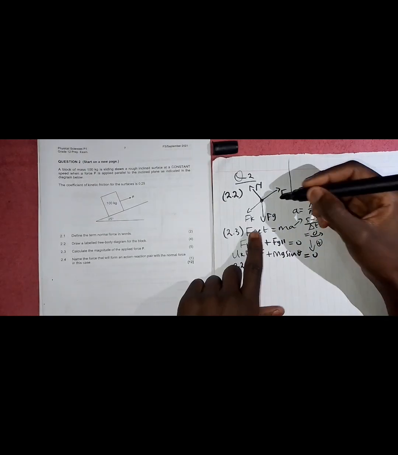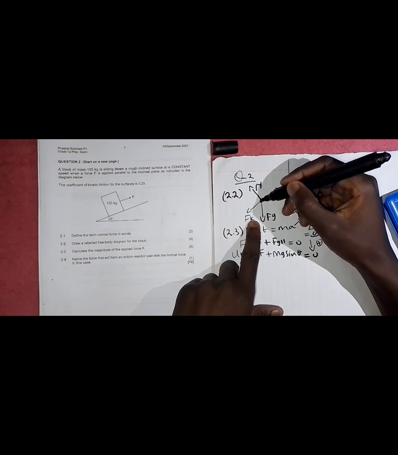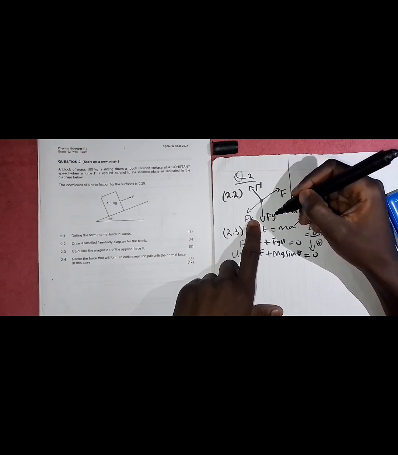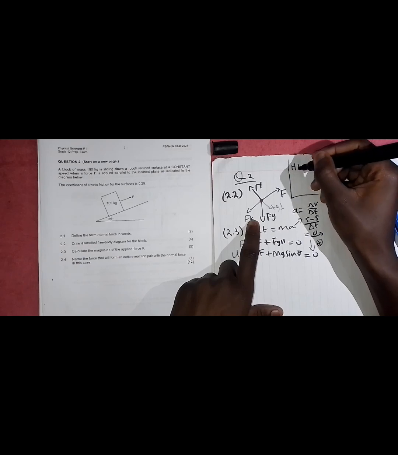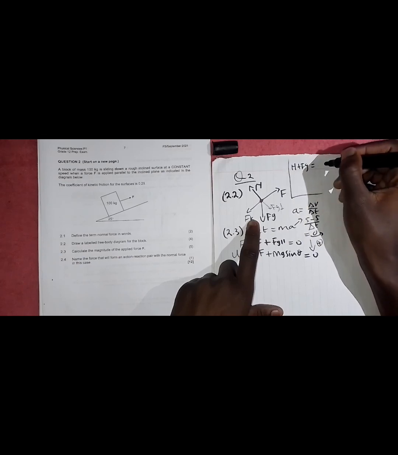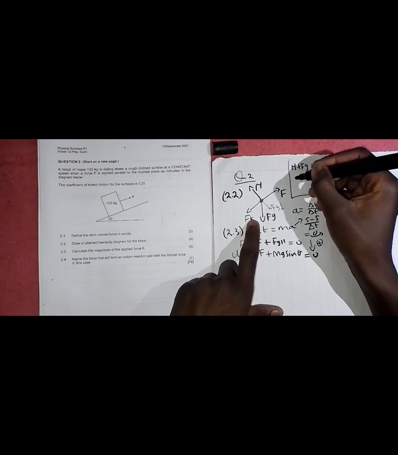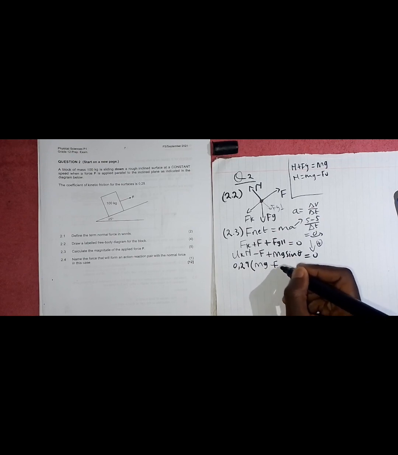Our normal force in this case, we know that we have the gravitational force that is perpendicular over here. So we're going to say this force plus this force is equal to mg. Then we're going to say normal force equals mg minus F vertical, because it is vertical obviously. So what is our normal force in this case?